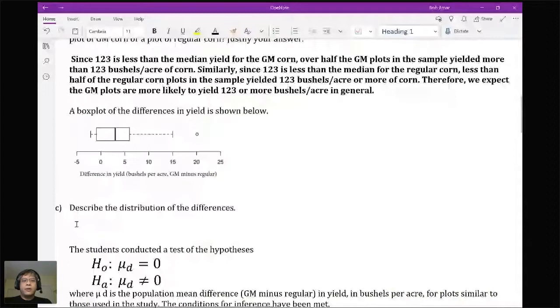Yeah, that's a good question. Describe the distribution of differences. And those of you who have asked questions in the Ask a Question, those are more general, so I'm going to get to those after I do this.